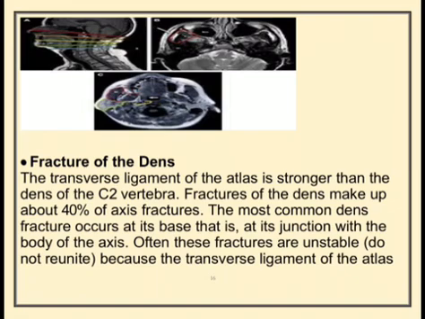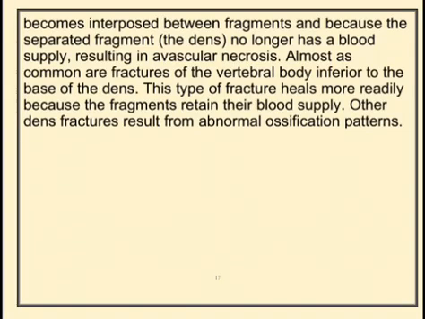Such fractures are unstable. They do not unite easily because of the transverse ligament of the atlas, which becomes interposed in such a condition between the fragments, and because the separated fragments of the dens no longer have blood supply. That's the segment that is fractured and separated lacks blood supply in such a case, so you have avascular necrosis, which is what we don't want at all.